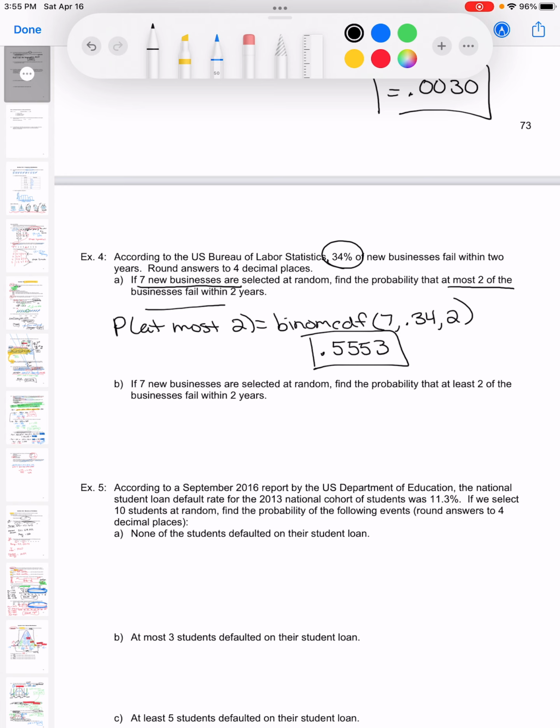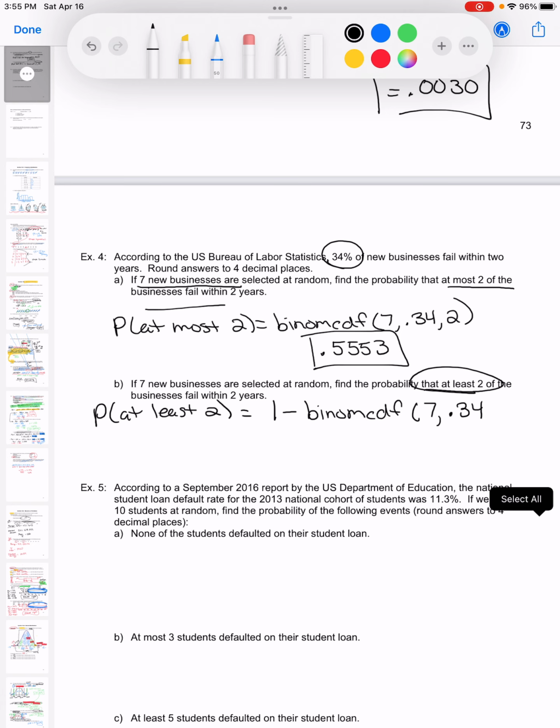So we want to know the probability of at least, and I think at least are the trickiest ones. So the probability of at least 2. That's 1 minus the binomial CDF. There are 7 businesses. The probability is 0.34. Here's one of the tricky parts. You don't just put the 2 there, you put 2 minus 1. It's always minus 1 on that. Whatever we have, minus 1.